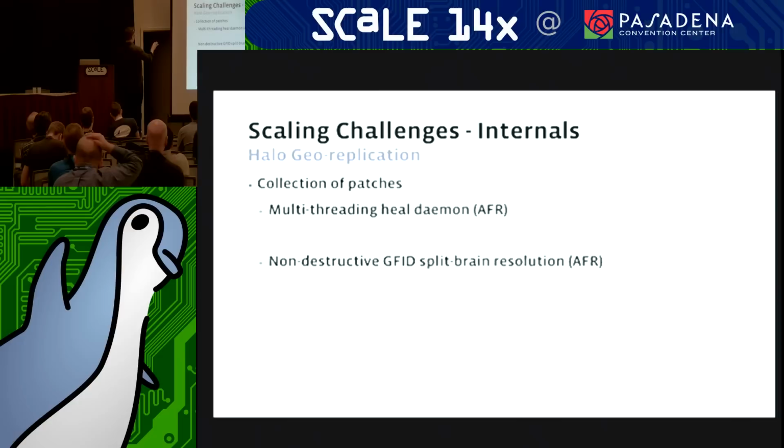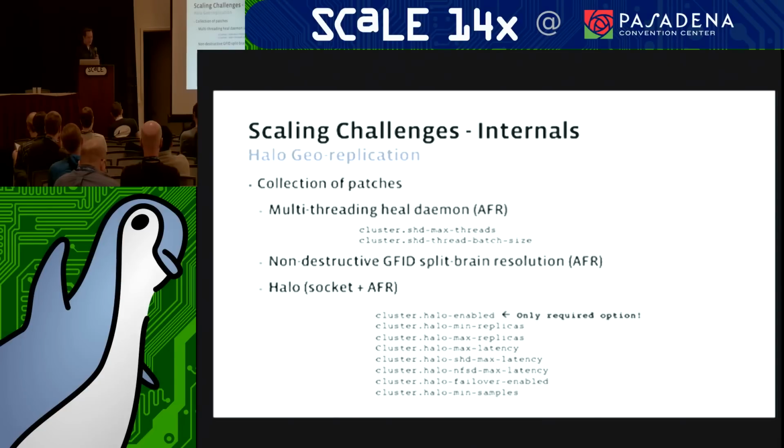Non-destructive GFID split brain resolution. This will mean nothing until probably the next slide, but it's really important. Basically, if you have 2 copies of the same file that have a different GFID, which, if you're not familiar with Gluster, is basically like an inode number on a file system, what do you do? We created a patch to use similar techniques as I discussed on the split brain to resolve these cases. In this case, though, it's non-destructive. We do not destroy, we rename the data.